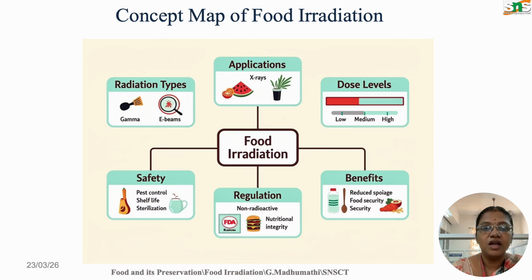And coming to the concept map of food irradiation, it helps us understand the overall irradiation process. First, we have to find what type of radiation source can be used. Next, what dose levels we have to apply for the particular food, and what the benefit is of applying those doses. And for the implementation of the food irradiation non-thermal technique, what regulatory and safety measures have to be implemented, and at last, where it can be applied.